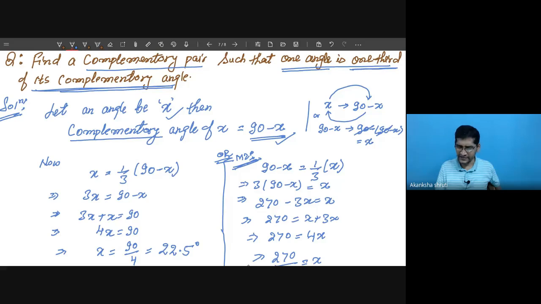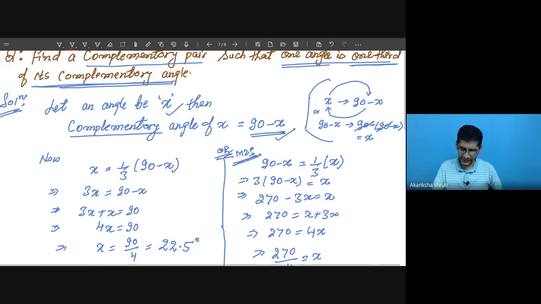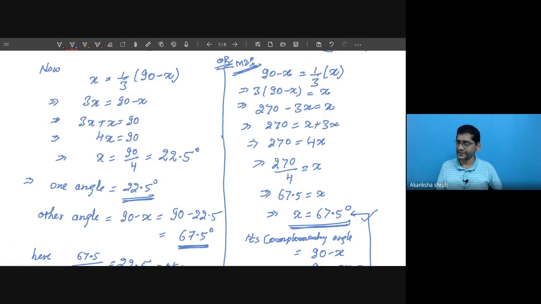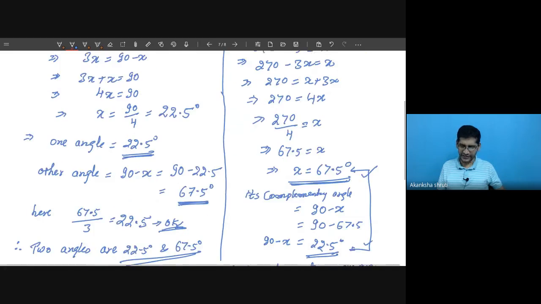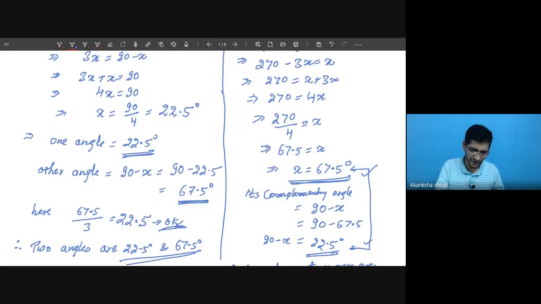90 minus x, or even if you are taking 90 minus x as the angle, its complementary value is x itself. This is also written here. So if you apply 90 minus x equal to 1/3 of x, you will get the same result, finally the same pair. But while calculating, the x value that you will get will be different. So in this case, x and 90 minus x are getting interchanged with each other. This thing we have to keep in mind.